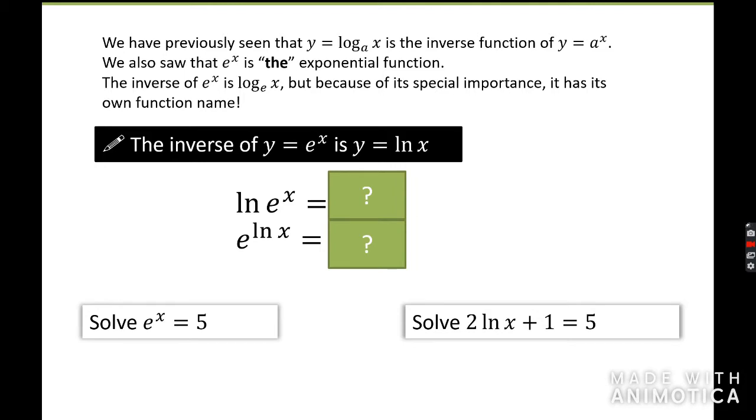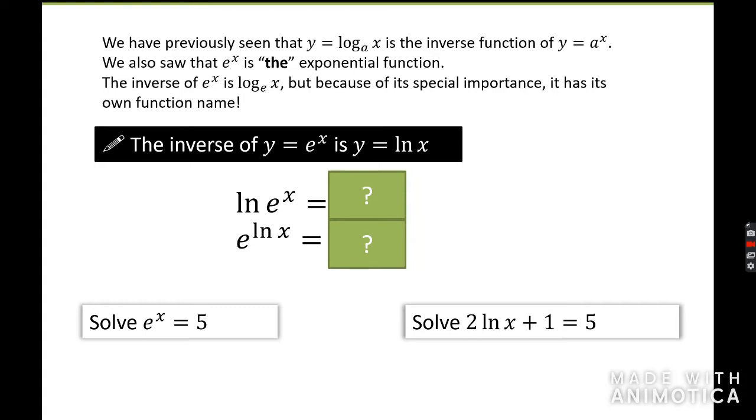On to natural logarithms. So we know that we can inverse a logarithm by matching the base. The inverse of log base a of x will be a to the power of x. We're now going to look at what the inverse is of e to the x. Now this can be written as log base e of e to the x, but it's got its own special name and function, and it's log natural.